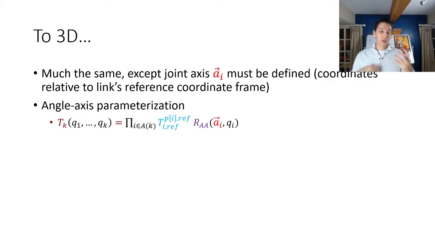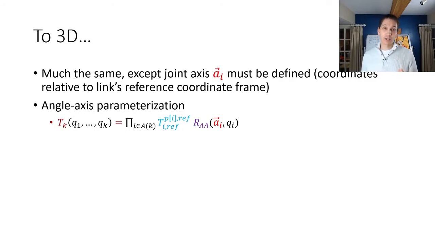Now, this was all expressed in 2D, and in 3D, actually, everything is more or less the same. The main difference is that the joint axes have to be actually defined, and they are typically defined relative to the link's reference coordinate frame. Certain joints will rotate about the z-axis, certain joints will rotate about the x-axis, and I need to specify this as part of the kinematic definition.